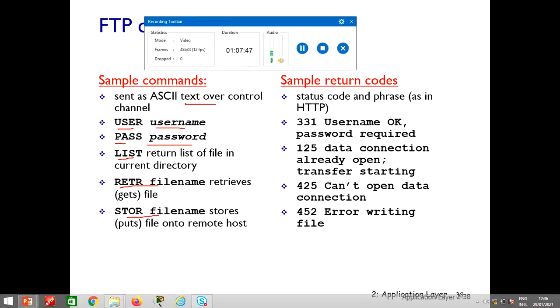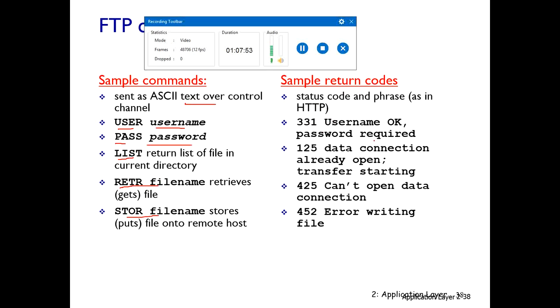Return codes, which are the status codes and phrases. 331 is username okay, password required. 125 is data connection already open, transfer starting. 425 is can't open data connection, and 452 is error writing file. So these are some of the sample return codes.